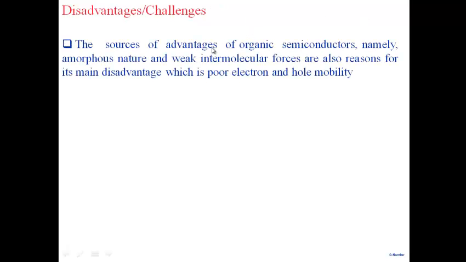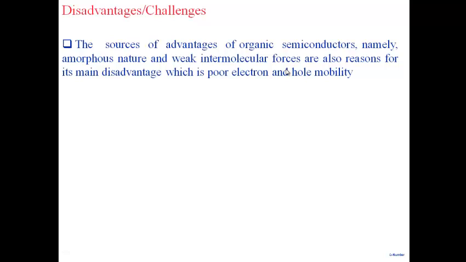Okay, so the advantages I've talked about paint a very rosy picture of what organic electronics is. There are problems and challenges here. One of the problems you can anticipate is that many of these advantages of organic semiconductors come because they are amorphous in nature, so you can deposit them on anything you want. But amorphous in nature means disorder, and disorder means poor mobility. Poor electron and hole mobility. So carrier mobilities are poor in these materials.